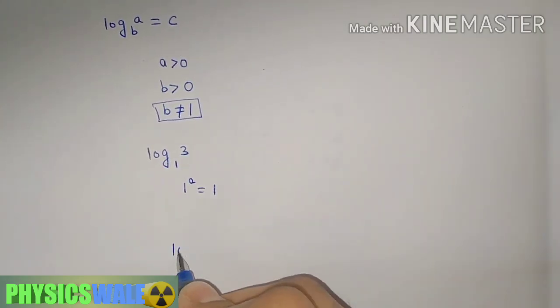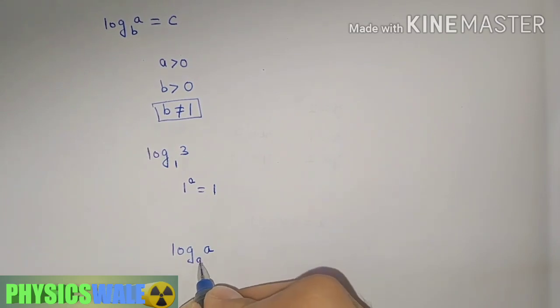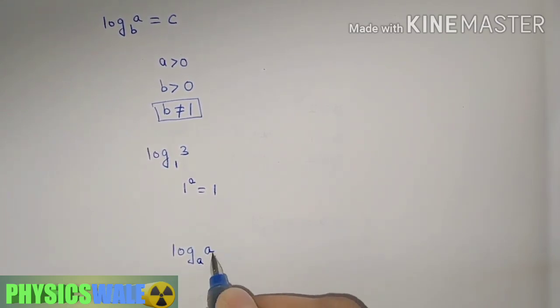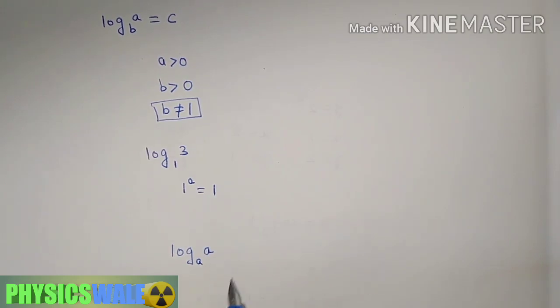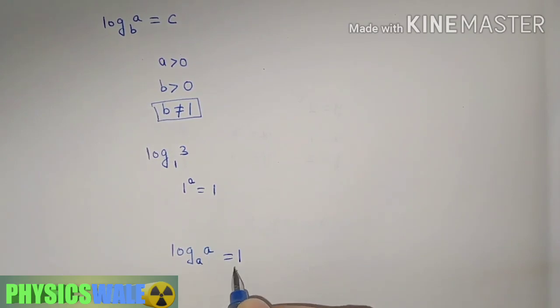What is the logarithm of a number a to the base a? That is the logarithm of the number to the same base, that is a. We know that a raised to the power 1 will be equal to a. That is, any number raised to the power 1 will be equal to the same number. Therefore, it will be equal to 1. So log a to the base a is 1.